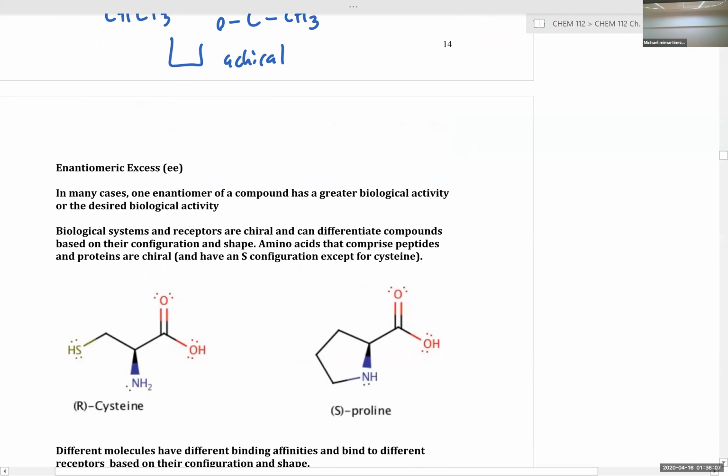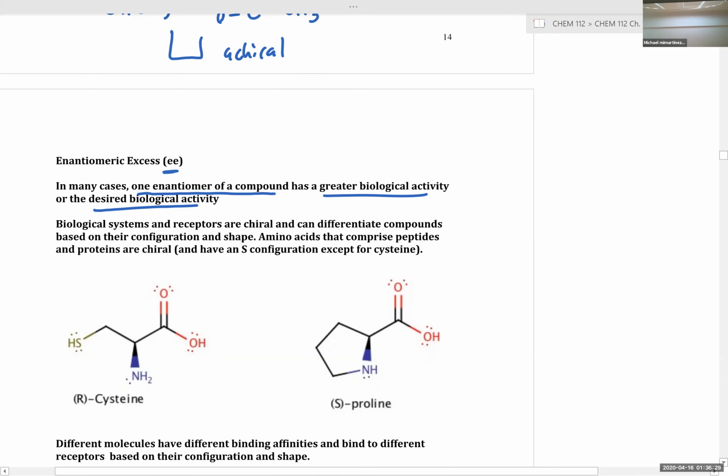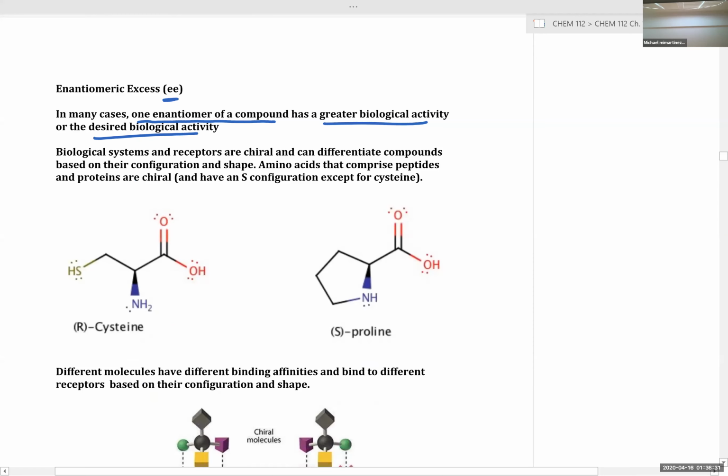So, enantiomeric excess. Let's talk about enantiomeric excess, or EE. It's a commonly reported value in the literature to describe the efficiency and selectivity of chemical reactions. One enantiomer of a compound can have a greater biological activity, or it can even have the desired biological activity. When we think about why that is, R and S have to do with stereochemistry. We'll talk more about that in the next section on methods for assigning stereocenters as R or S, so don't worry, we'll get to that.